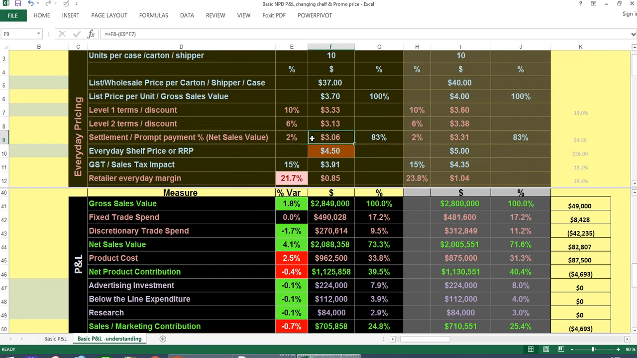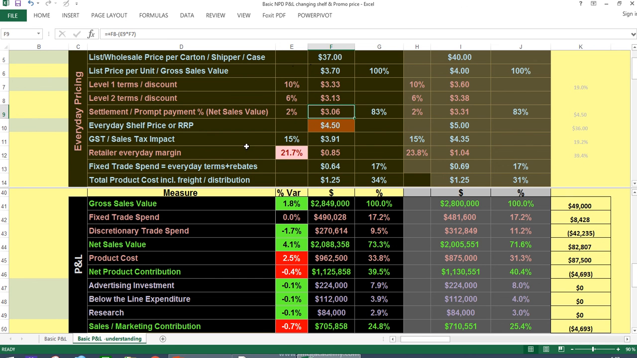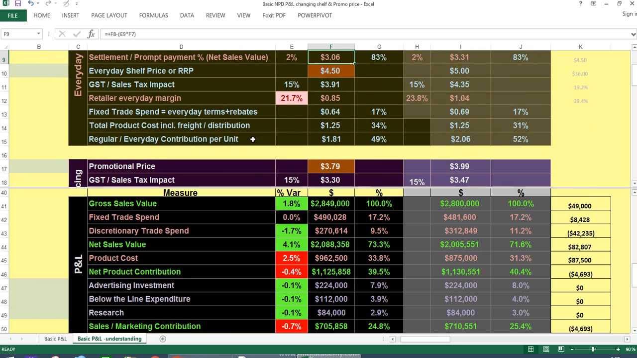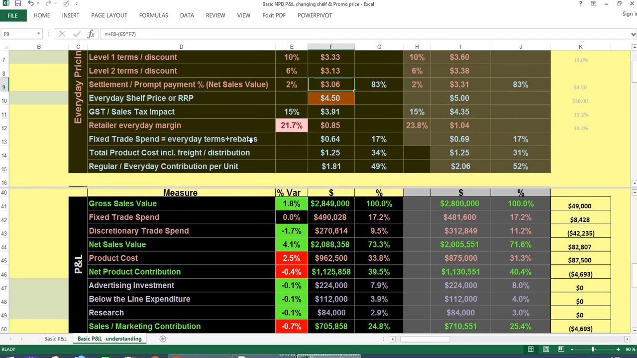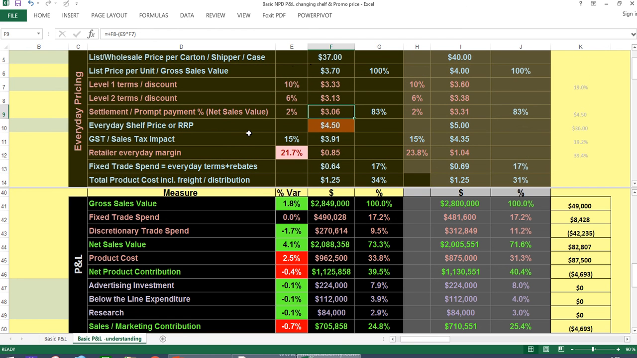So all I've done here is just given you a few scenarios in terms of what happens when you change the shelf and promotional price, and you need to play around with this to figure out what's the sweet spot with the retailer and work with them.